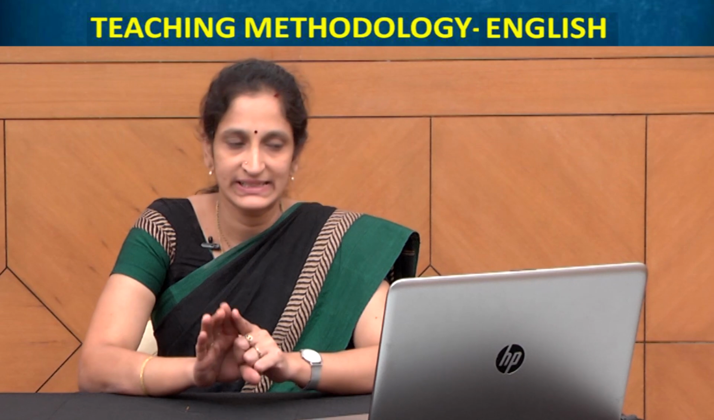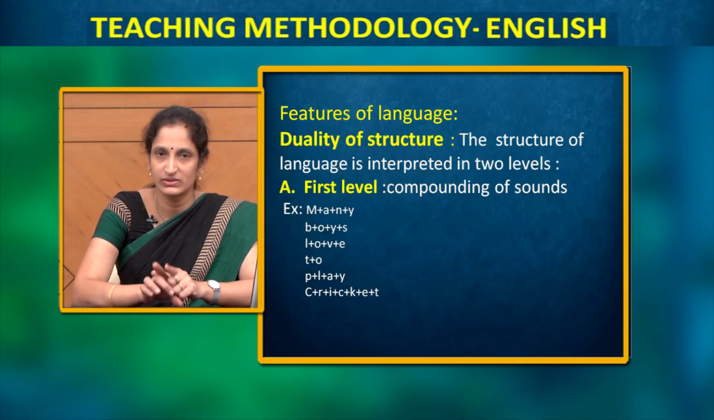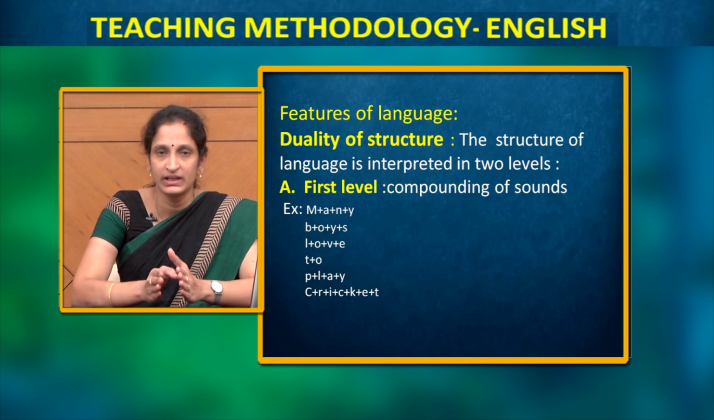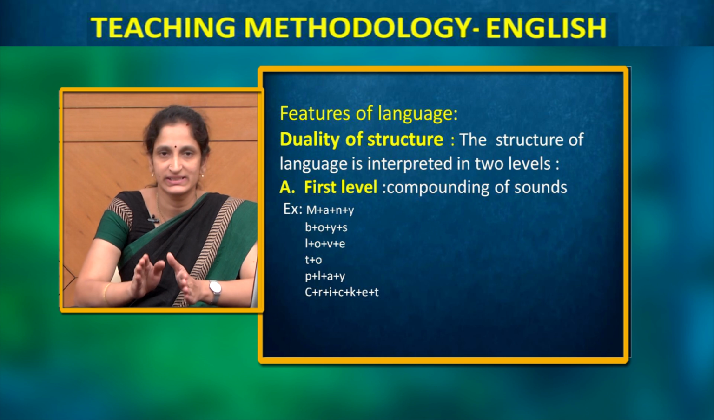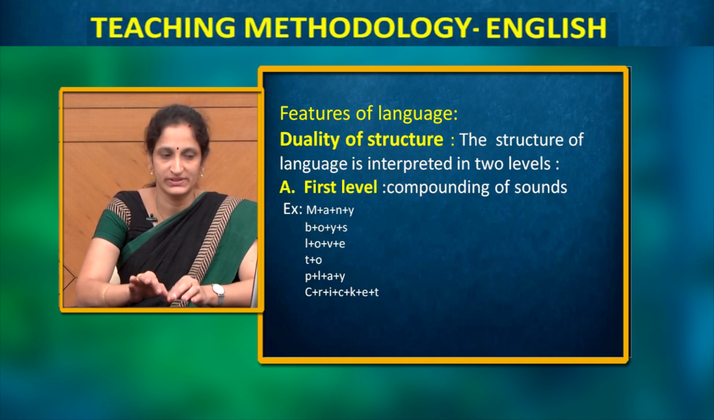The usage of language in the form of duality of structure means we are using the structures in two forms. The first form is the first level, in which we are doing the compounding of sounds. For example, many boys love to play cricket. What we are doing exactly is compounding sounds, m plus a plus n plus y, many boys love to play cricket. This is nothing but the first level, only the combination or compounding of sounds.